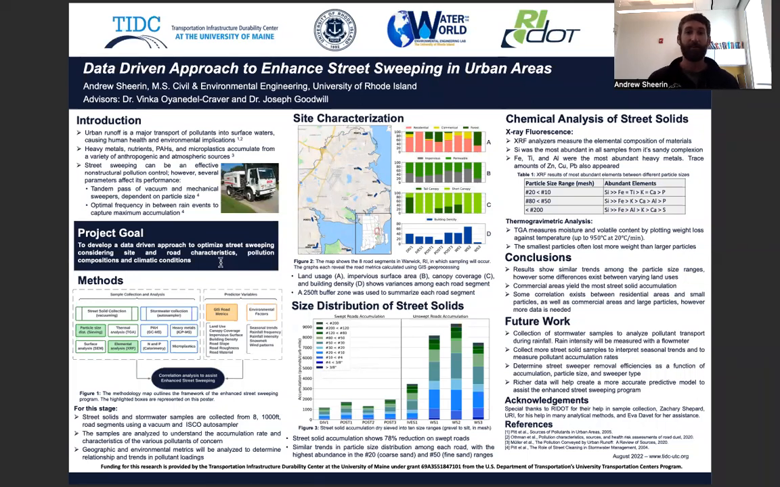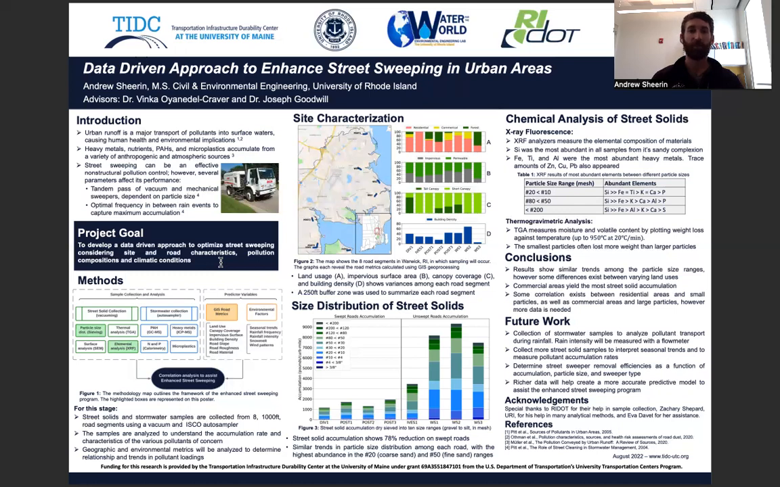Hi, my name is Andrew Sheeran, and I'm an environmental engineering master's student at the University of Rhode Island, working under Dr. Craver and Dr. Goodwill. And I'll be presenting my study, which is in collaboration with the Rhode Island Department of Transportation, which uses a data-driven approach to enhance street sweeping in urban areas.